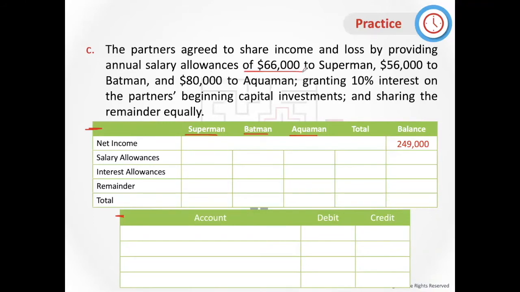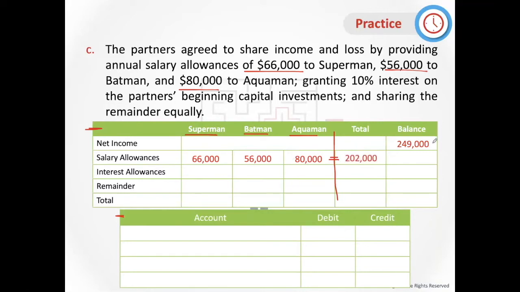Superman's would be $66,000. Batman's would be $56,000, and Aquaman's would be $80,000. So the total's right there. We're going to add them up to get the total of salary to all three. When you add these up, you get $202,000.